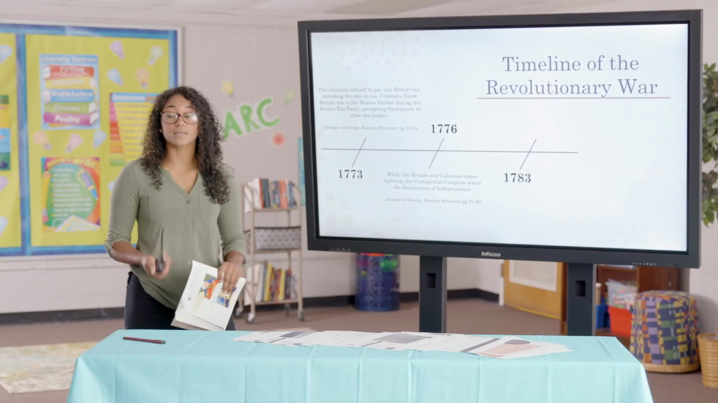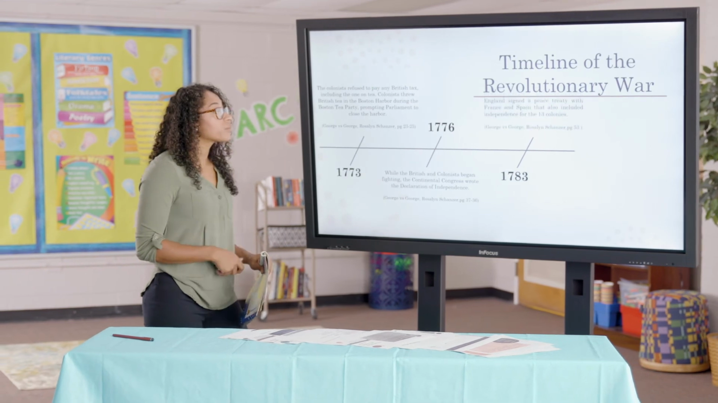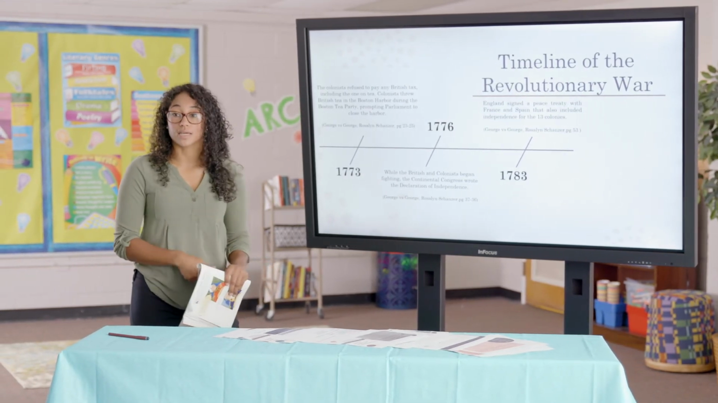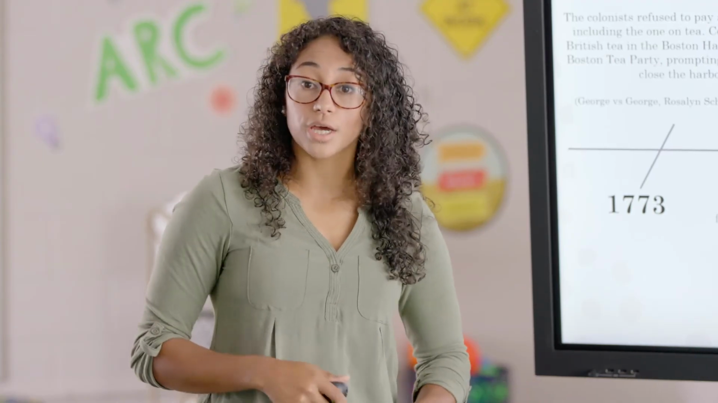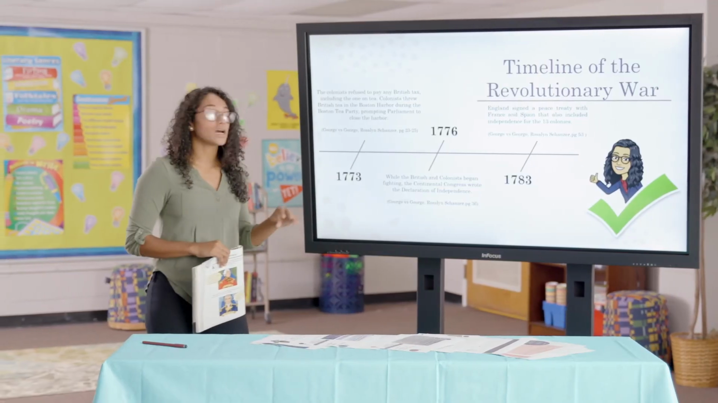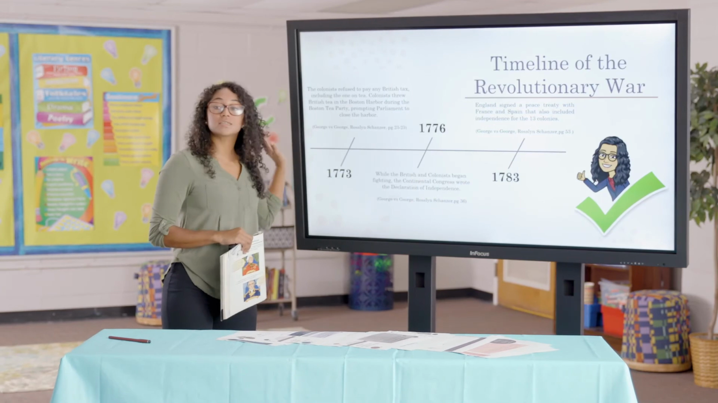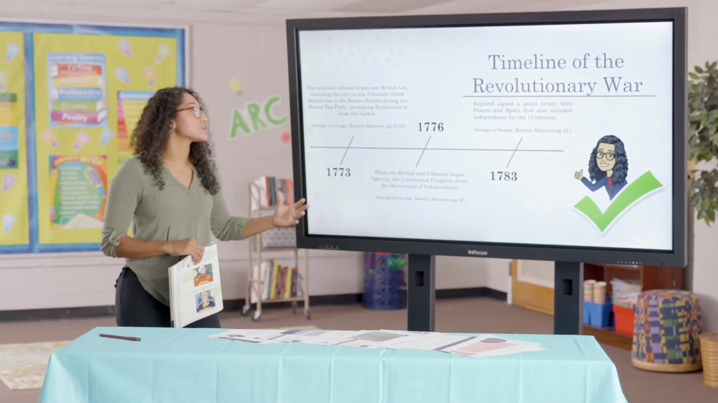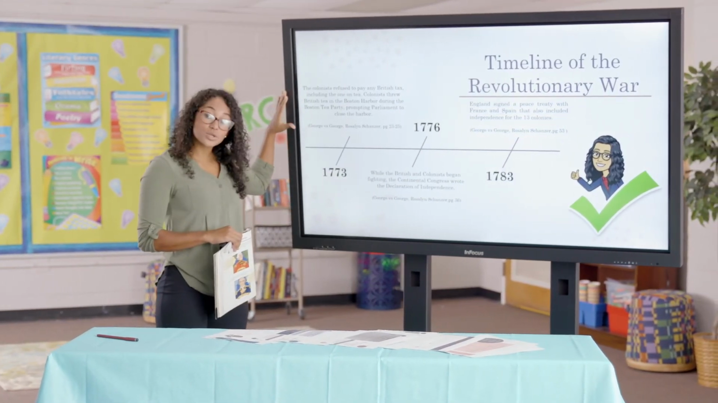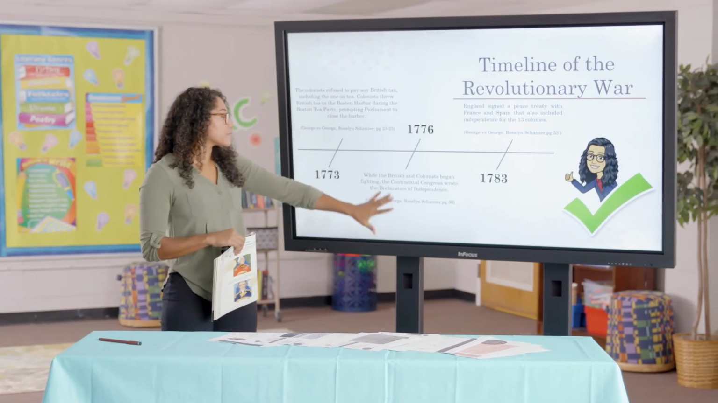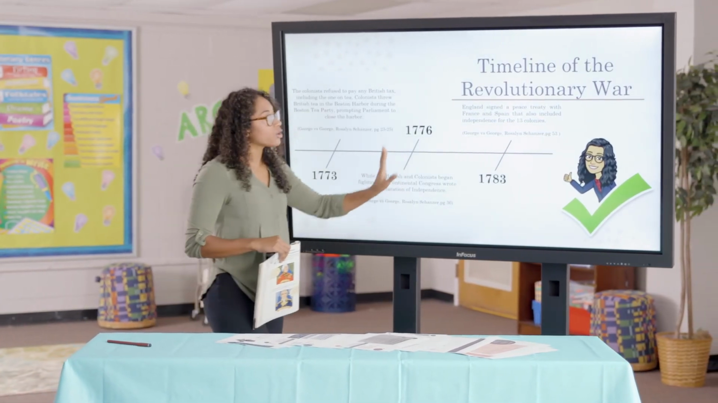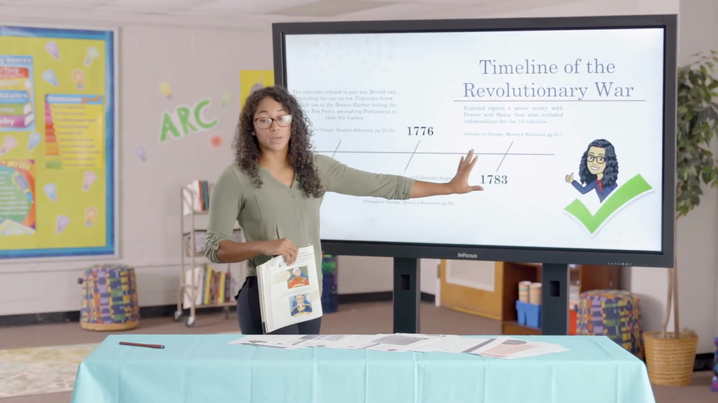We're going to add our date, 1783, and then we're going to add our central idea with our citation. And our timeline looks good. So I could add a ton of events during the American Revolution, but just these 3 events do help me understand what led up to the American Revolution, an event that occurred during, and then what eventually led to the end of the American Revolution.